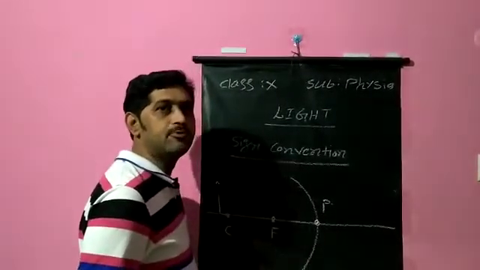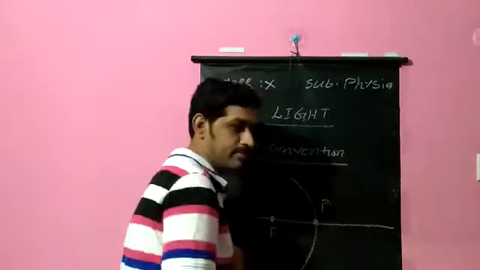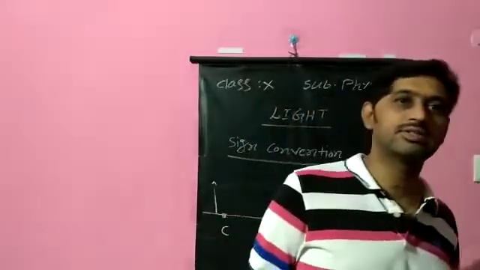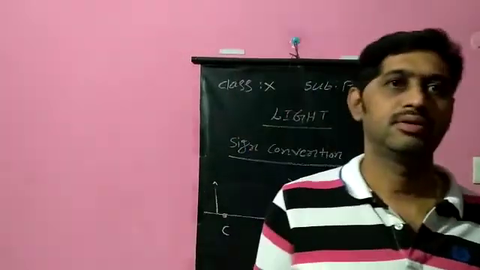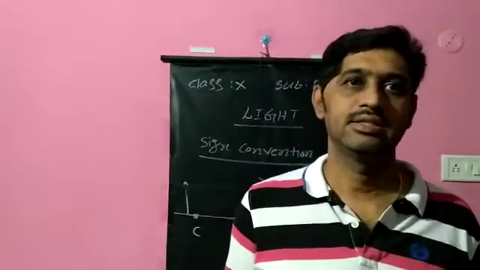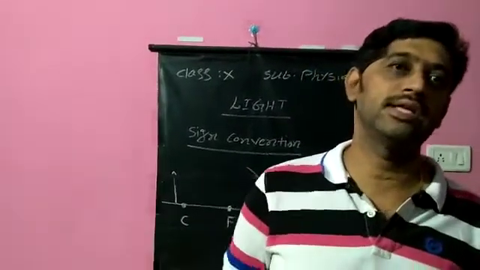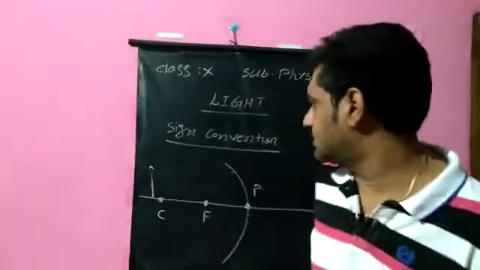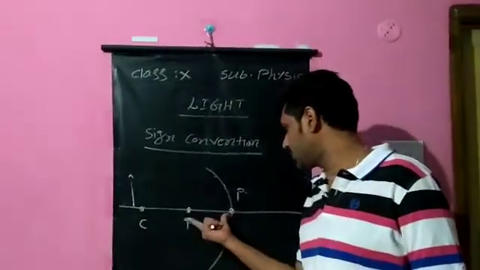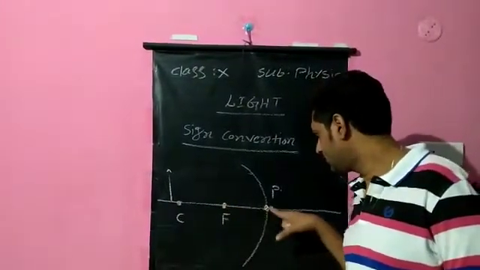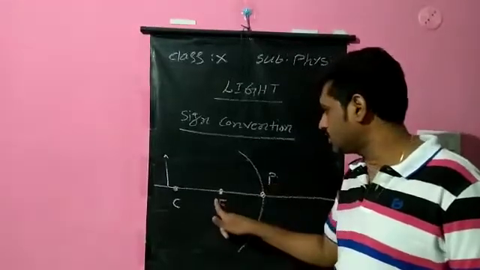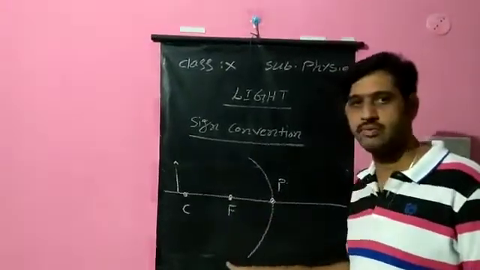Suppose you want to measure the focal length of this mirror. Then the first question, do you know what is focal length? Definition will be discussed. The distance between the pole and focus is known as focal length. The distance between the pole and focus means this length. If I show you in the figure, this is the pole and this is the focus of this concave mirror.